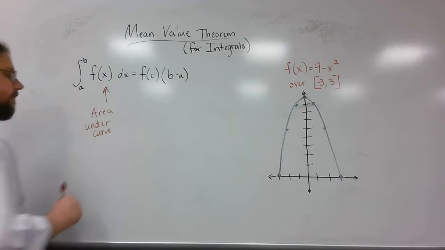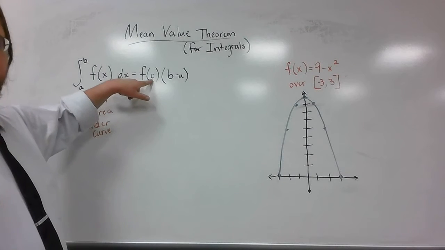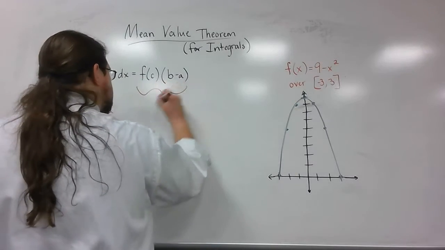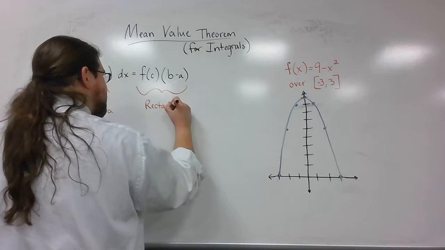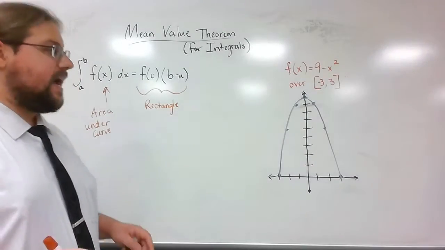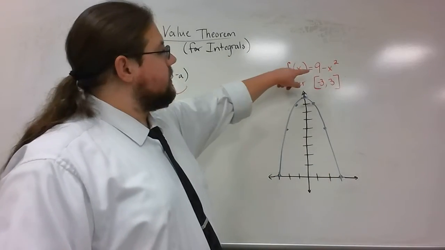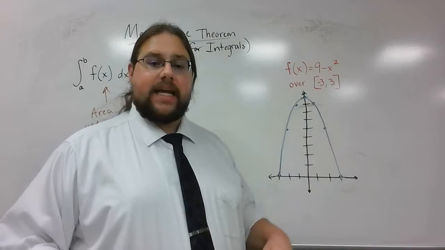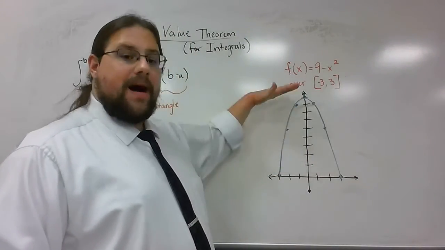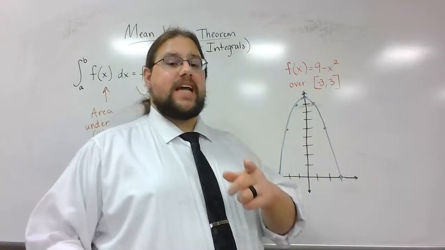Now, when I flip over and look at the other side of the mean value theorem, it says that there should exist some x value that makes a rectangle whose area is the same and whose width is the same. So even though I've got this, in this case, parabola 9 minus x squared from negative 3 to 3, I could make a rectangle of some height that's going to have the exact same area as this parabola, which is kind of a neat fact.